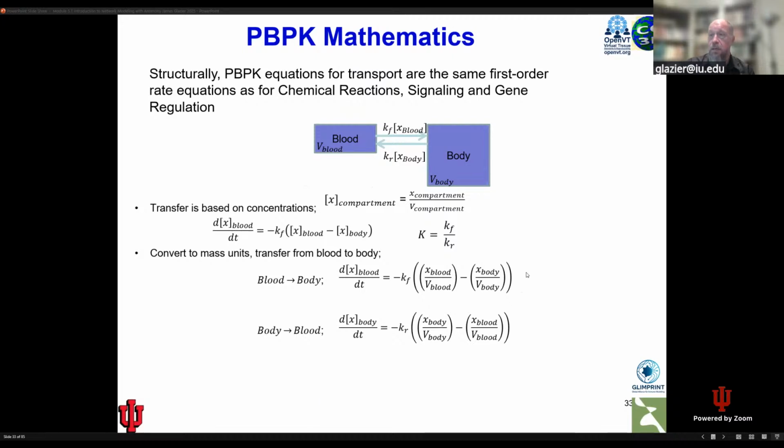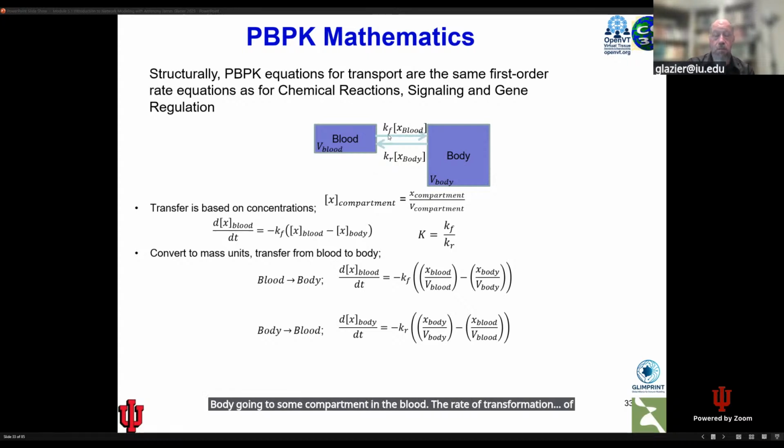PBPK mathematics are transport equations. Those are based on transport rules, which are typically linear. If I have blood going to some compartment in the body, and from the body back to the blood, the rate of transport is some transport rate forward times the concentration in the blood, and vice versa backwards. One thing that's a little tricky with PBPK is that whereas chemical reaction rates can depend on concentrations, when you're actually doing transport, you have to work with amounts.